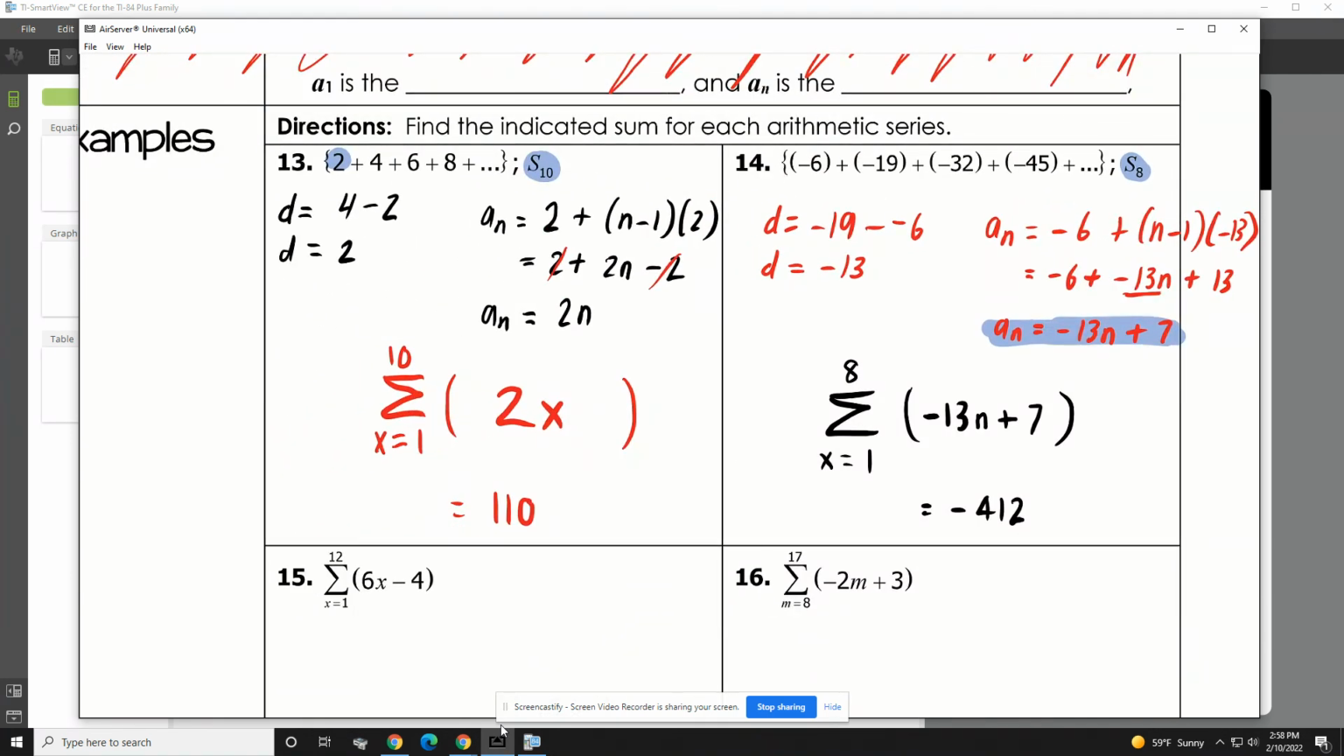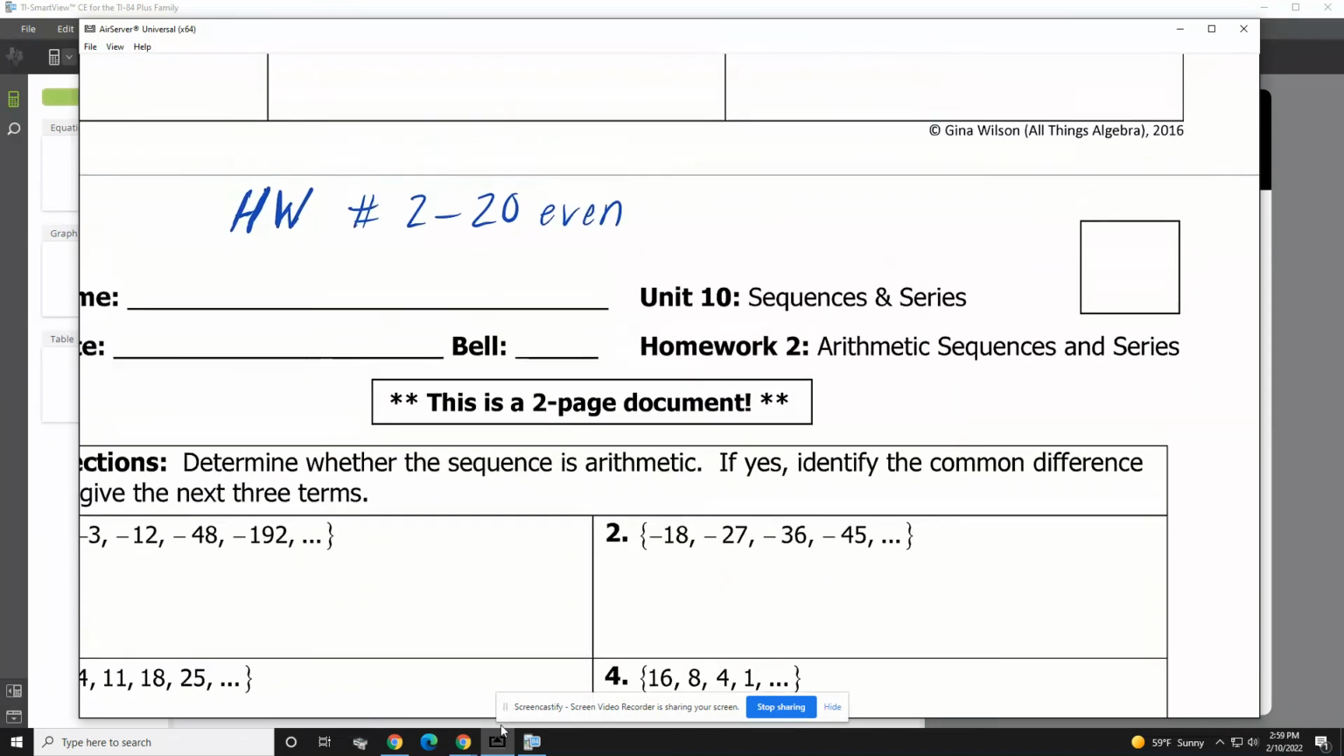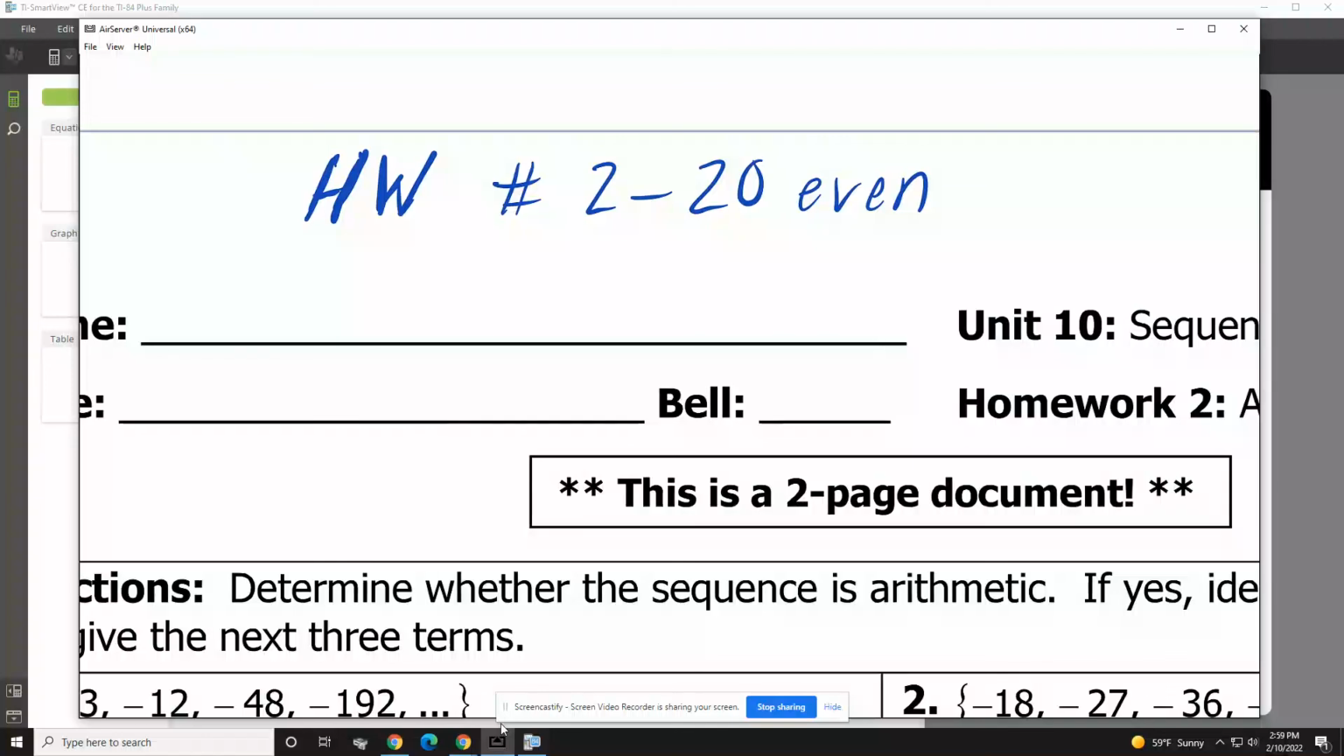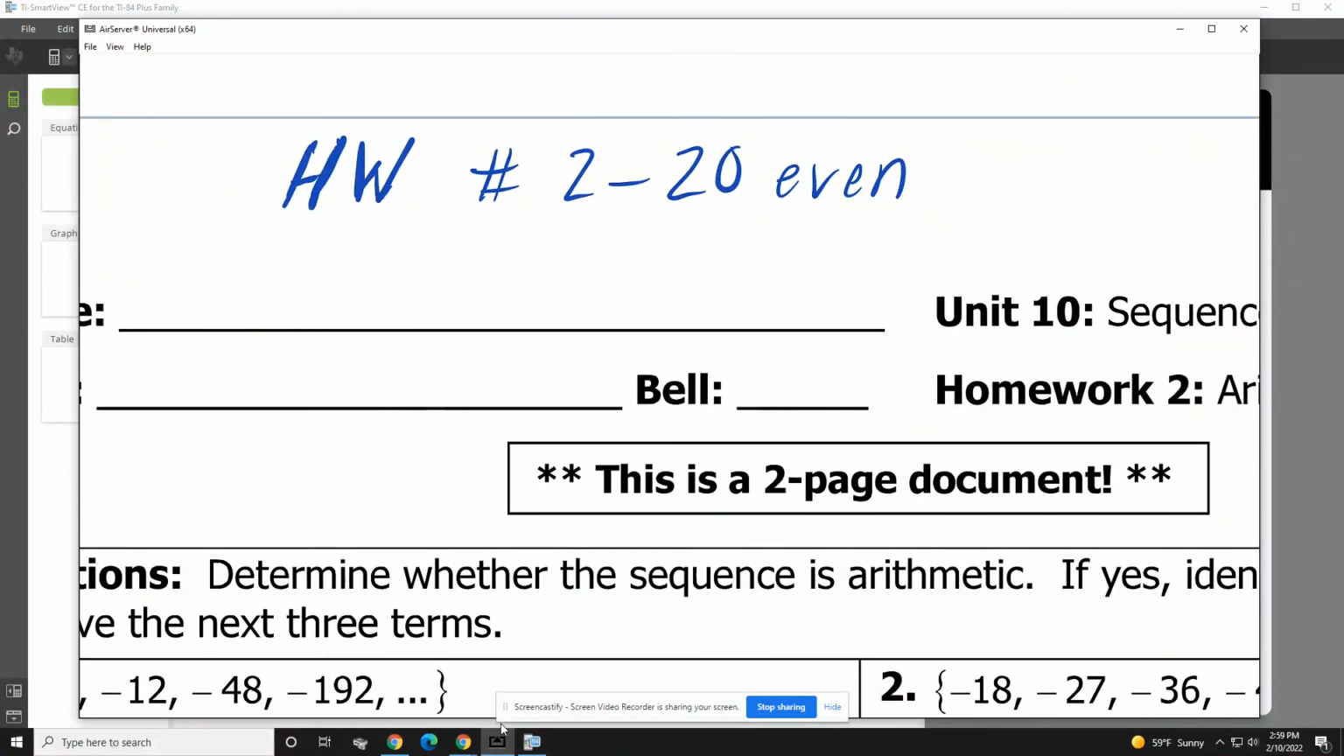So, your homework, and hopefully you have a little bit of time to work on it, is from the worksheet that either he's handed out or it's headed your way now. It's 2 through 20 even. That's 10 problems, maybe 11. Let's see, 2, 4, 6, 8, 10, 12, 14, 16, 18, 20. Yeah, 10 problems.